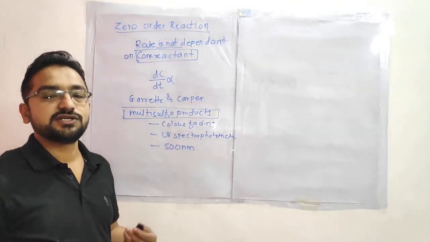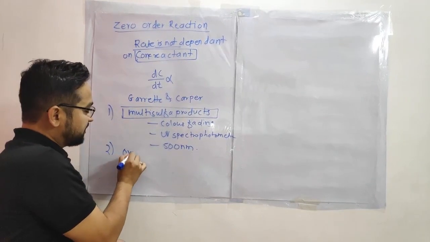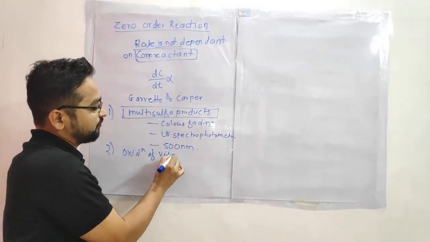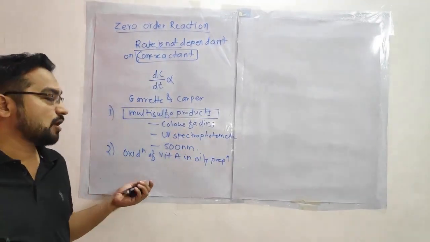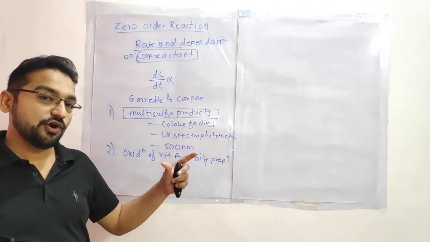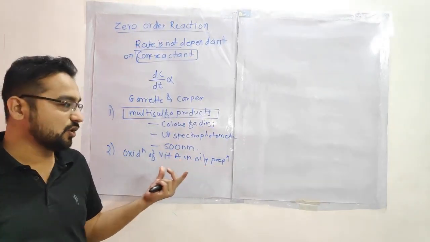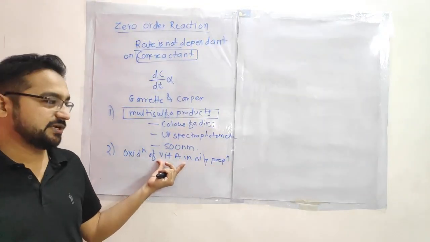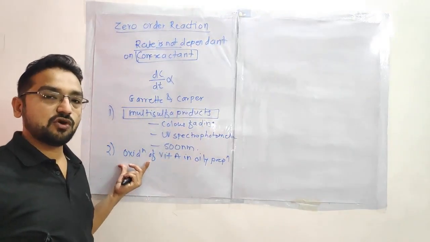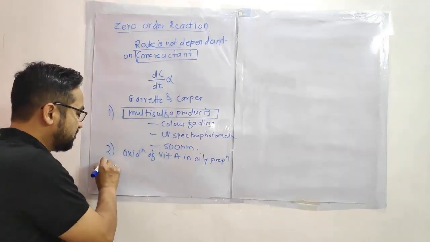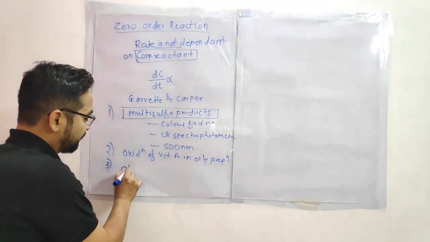The second example is the oxidation of vitamin A in oily preparation. You know vitamin A is an oil soluble vitamin. Water soluble and oil soluble are the two types of vitamins; water soluble vitamins are vitamin B and C. If you take the oily preparation of vitamin A, it undergoes oxidation because of oxygen in the environment. The third and important example is photochemical degradation of chlorpromazine in aqueous solution.